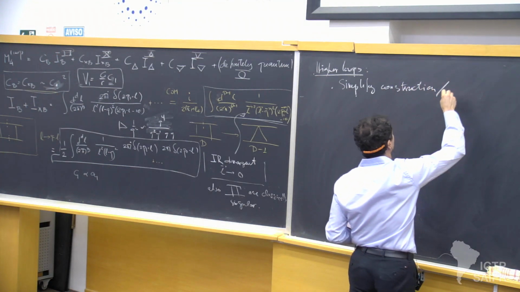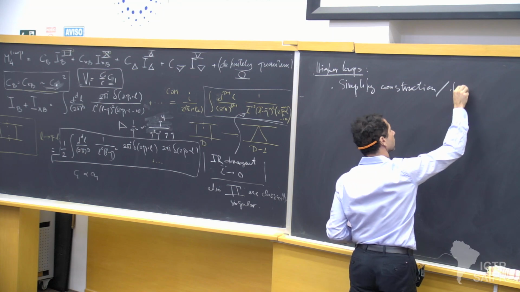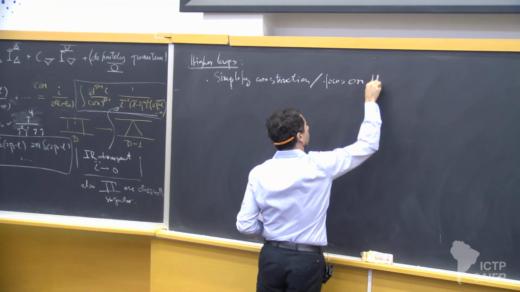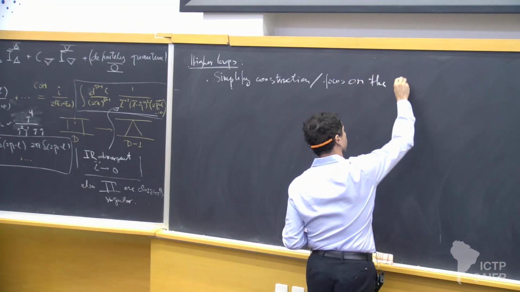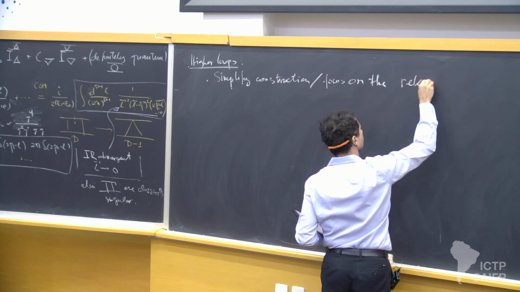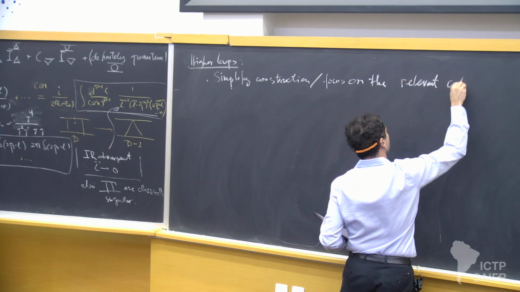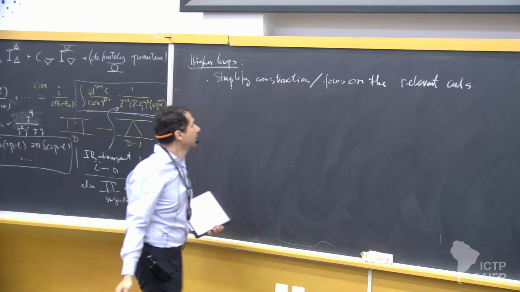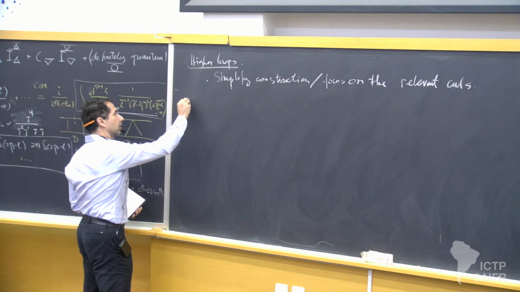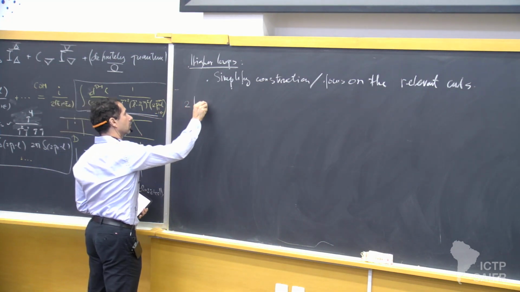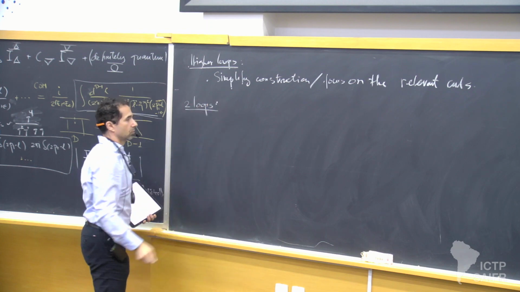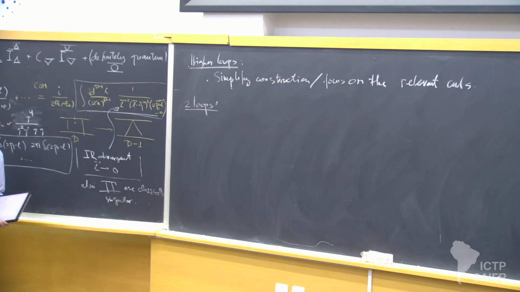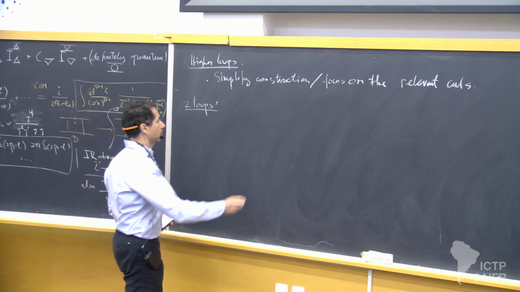By which I mean that we need to focus on the relevant unitarity cuts in our construction. So as an example, at 2 loops, because for these I actually remember what they are, and we can in fact work them out on the blackboard.